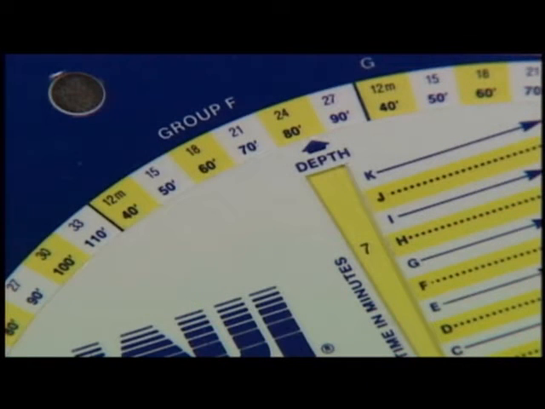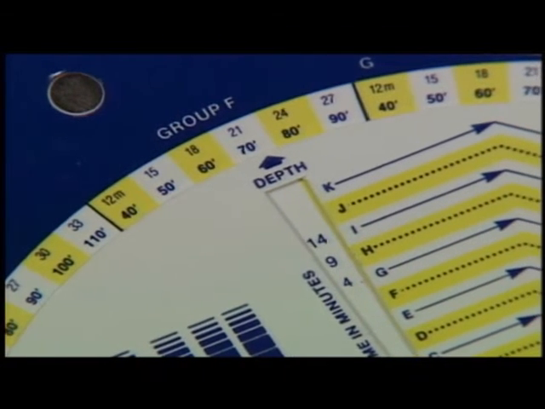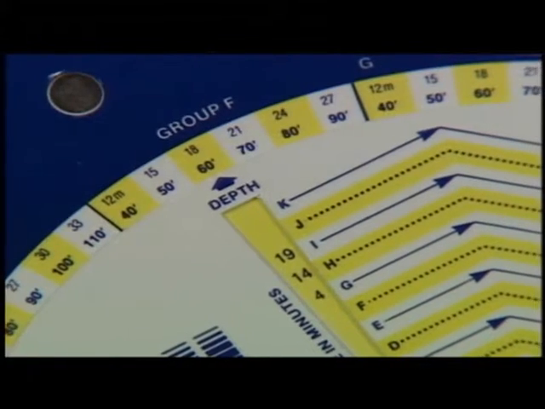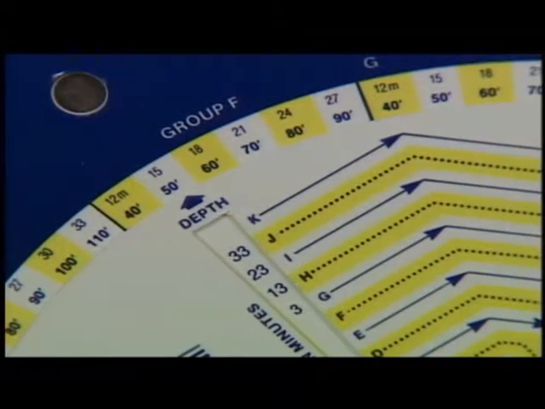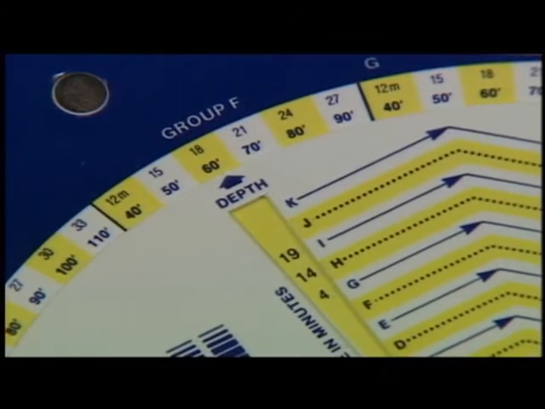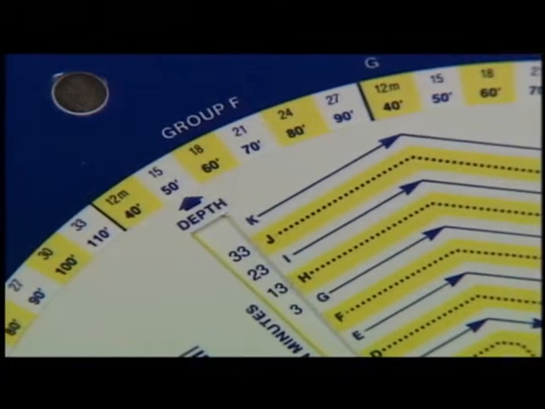Dive planning with the NAUI dive time calculator is simple. For example, you are a diver with a letter group of F and you want to dive for 25 minutes. You move the window back and forth and find that you can dive to 18 meters for 19 minutes or to 15 meters for 33 minutes.